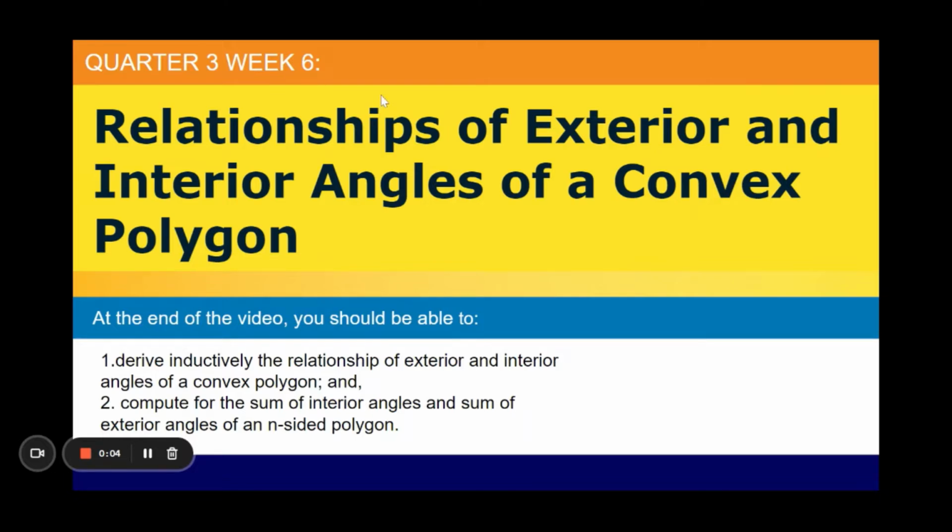Okay, hello students again. So we are now in our quarter 3 week 6 and the topic is relationships of exterior and interior angles of a convex polygon.